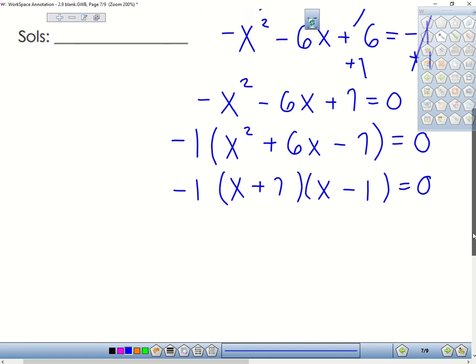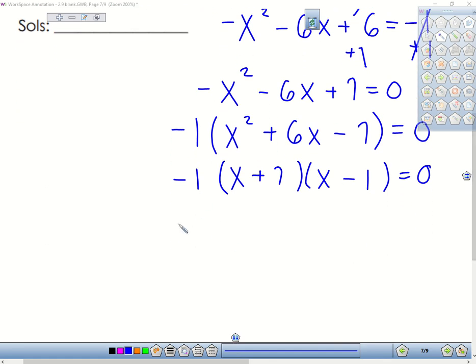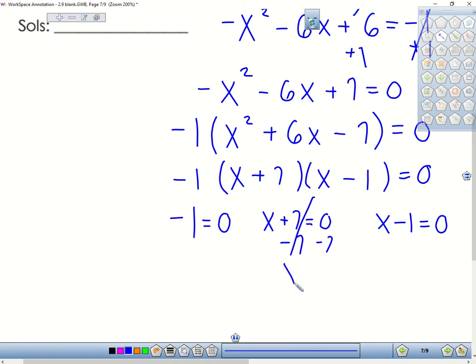And now we use the zero product property, which states that the product of any items, terms, binomials that are equal to 0, you can set each one of those equal to 0. And when we do that, we have two one-step equations that we can solve for x. This gives me x equals negative 7. And this gives me x equals 1. This one over here gets rejected because it's a non-solution.